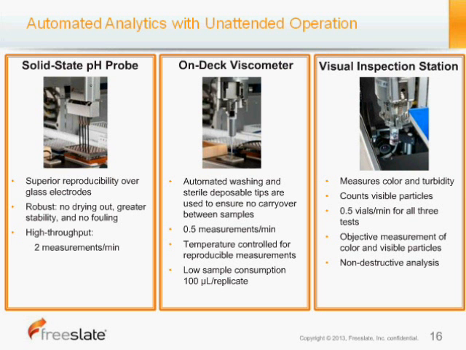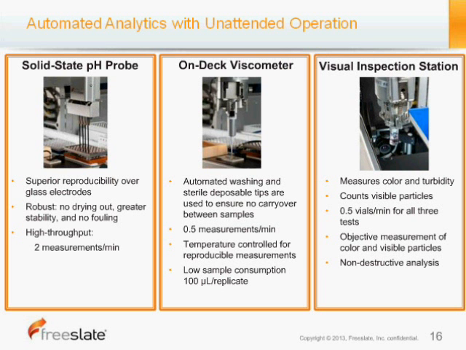And we also have our on-deck viscometer. It has completely automated washing and analytical steps. We use sterile tips, and that will limit the carryover between the samples. It's relatively rapid, about 0.5 measurements per minute. It's temperature controlled for highly reproducible samples, and it has a very low sample consumption of about 10 microliters per replicate.